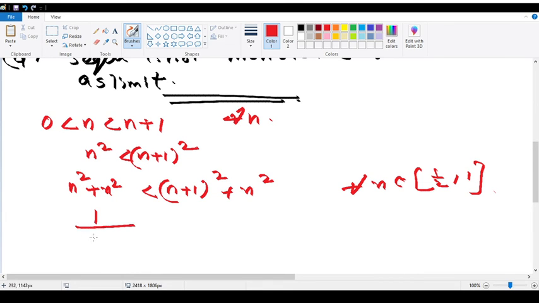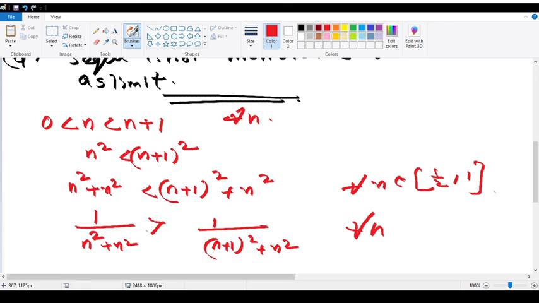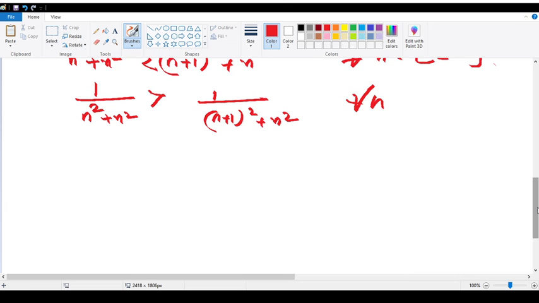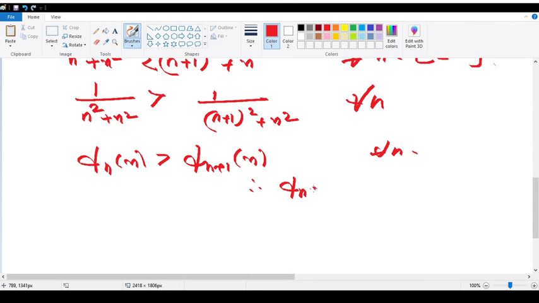You can take the reciprocal. What is the inequality? 1 by n square plus x square is greater than 1 by n plus 1 whole square plus x square. So fn(x) is greater than fn+1(x) for all n. Therefore, the given sequence fn is monotonic.